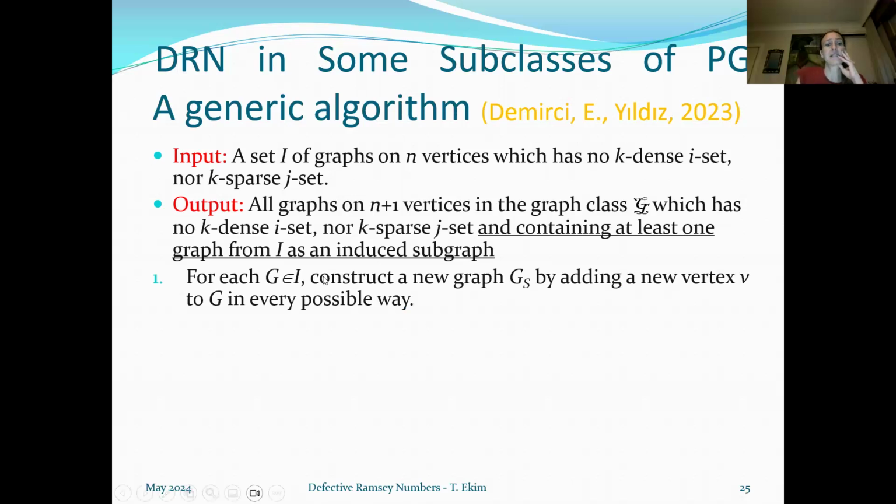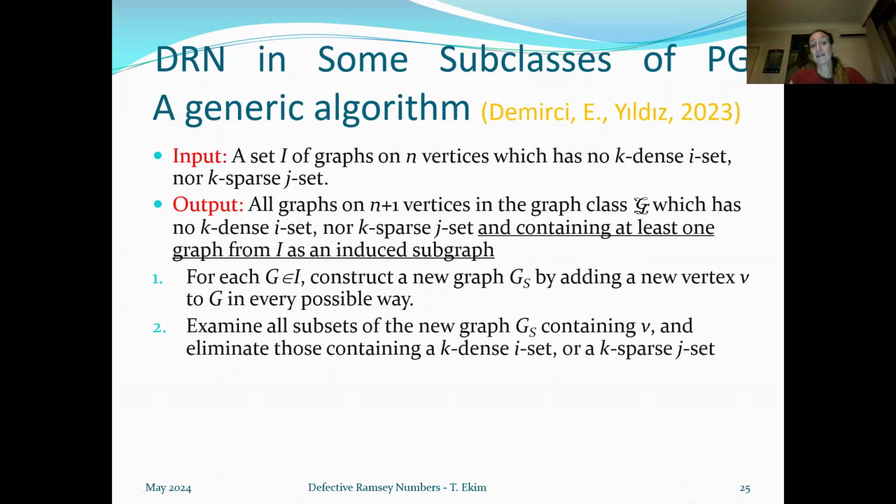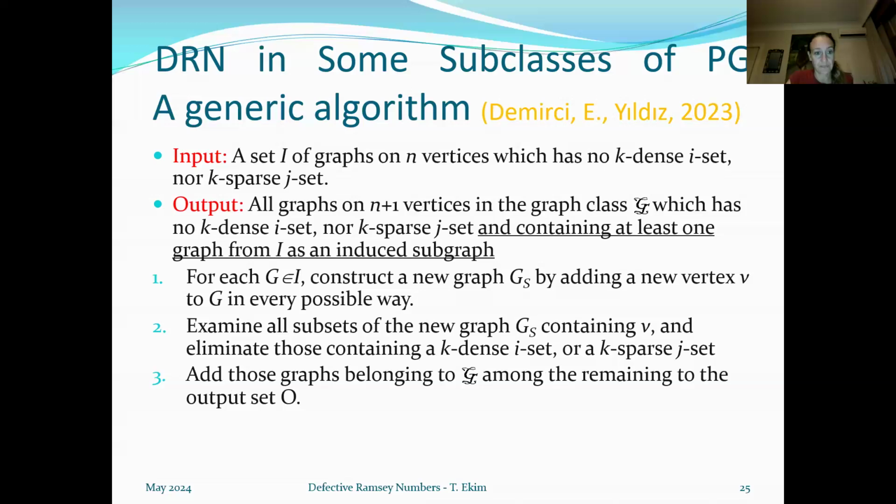Here is how it goes. For each graph in the input set, we will construct new graphs by adding a new vertex in every possible way, because we need to check for every graph, right? Then we need to examine all subsets of the new graph containing that new vertex, because the previous subsets were okay. We have already checked them. They have the desired properties. And eliminate those containing a k-dense I set or a k-sparse J set, because we're not interested in those. We want to construct extremal graphs at the end of this algorithm.